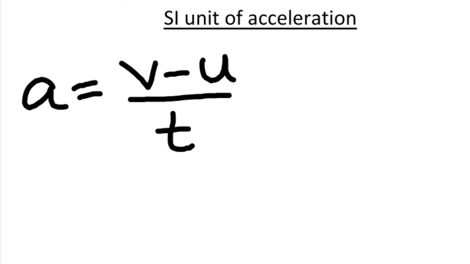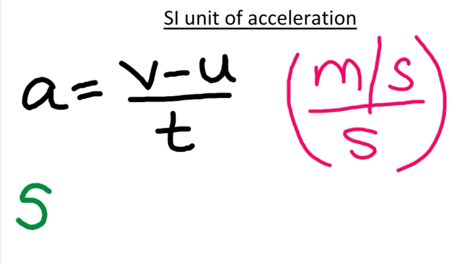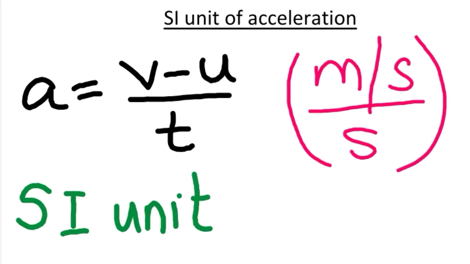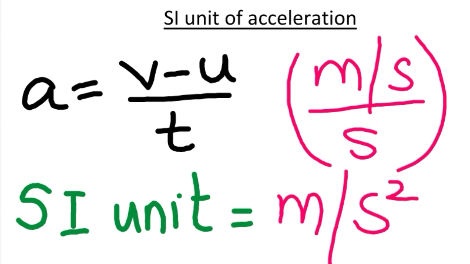We know that acceleration is the change in velocity divided by time. Let's look at the SI unit of acceleration. The SI unit of velocity is meter per second and that of time is second. Thus the SI unit of acceleration will become meter per second divided by second, which is equal to meter per second square.